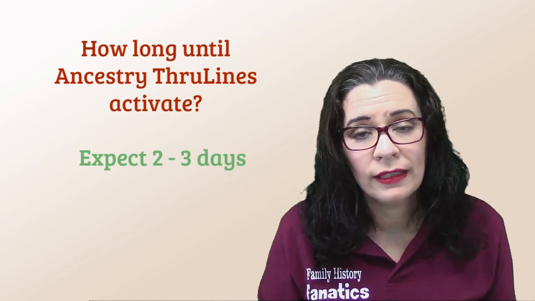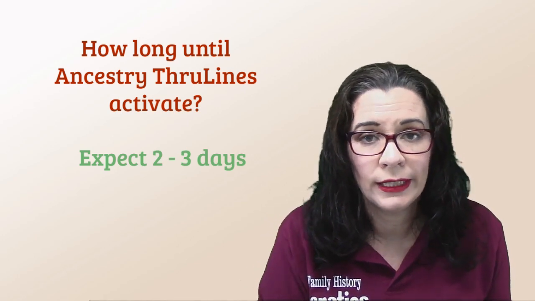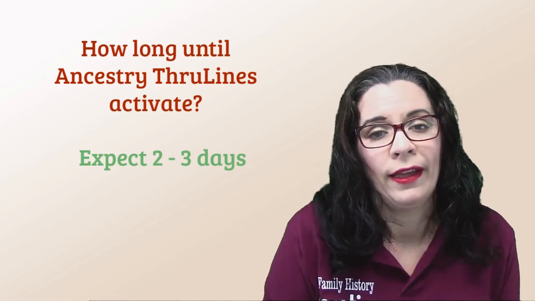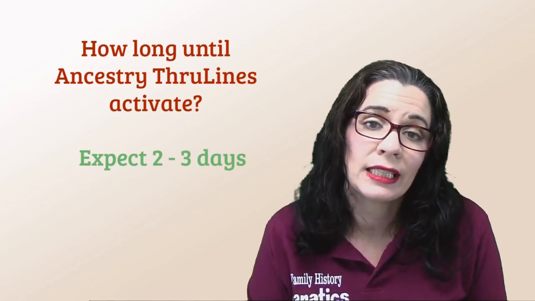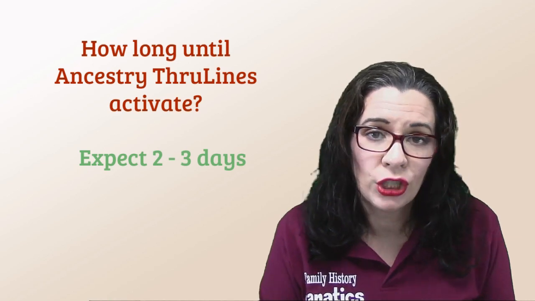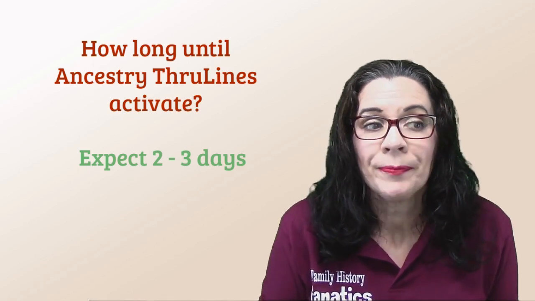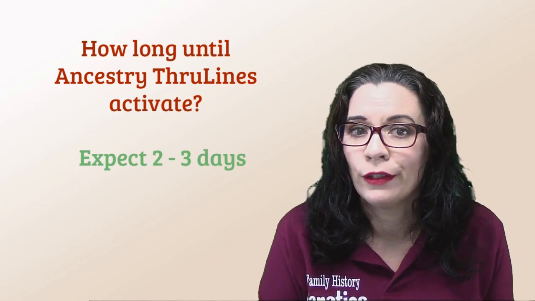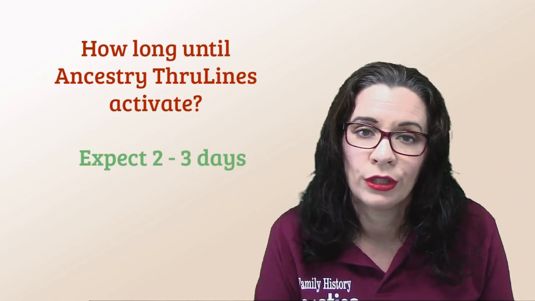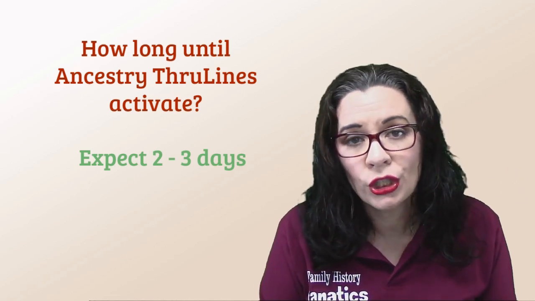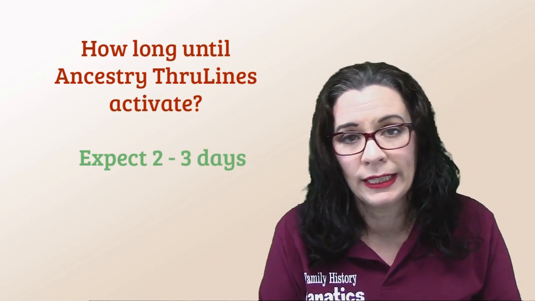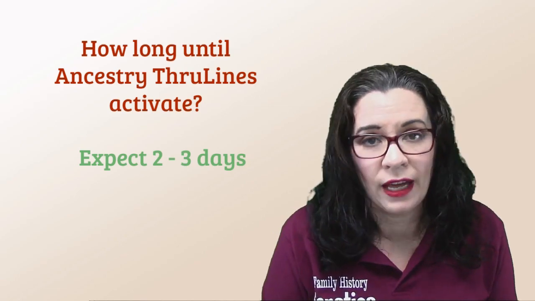Now, when you initially link your tree to a DNA test, it can take up to 2 to 3 days for the ThruLines to trigger. Now, Ancestry says 1 to 2, but it's been my experience 2 to 3. Additionally, keep in mind if you make changes to relatives, let's say you discover that you have the wrong parent for a cousin, a great aunt, and so forth, when you make changes to their parentage, it could take up to 2 to 3 days for your ThruLine to reflect those changes.